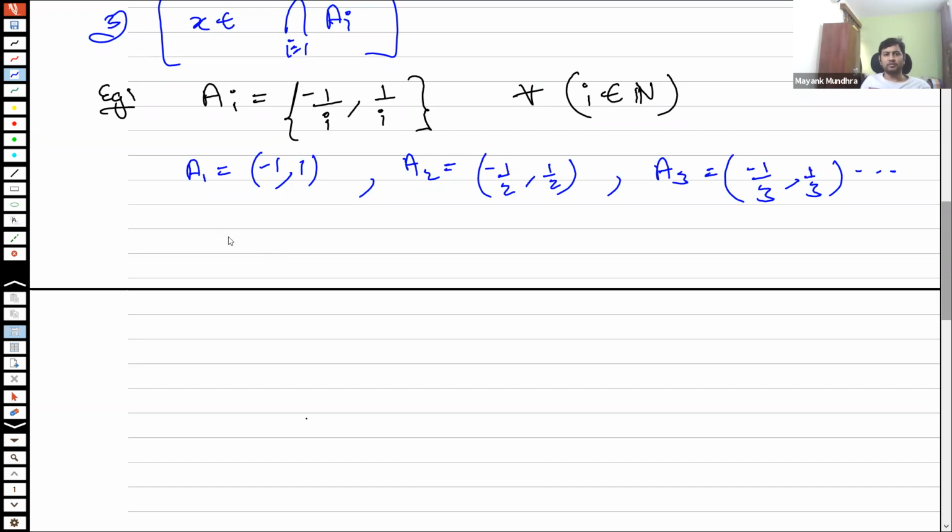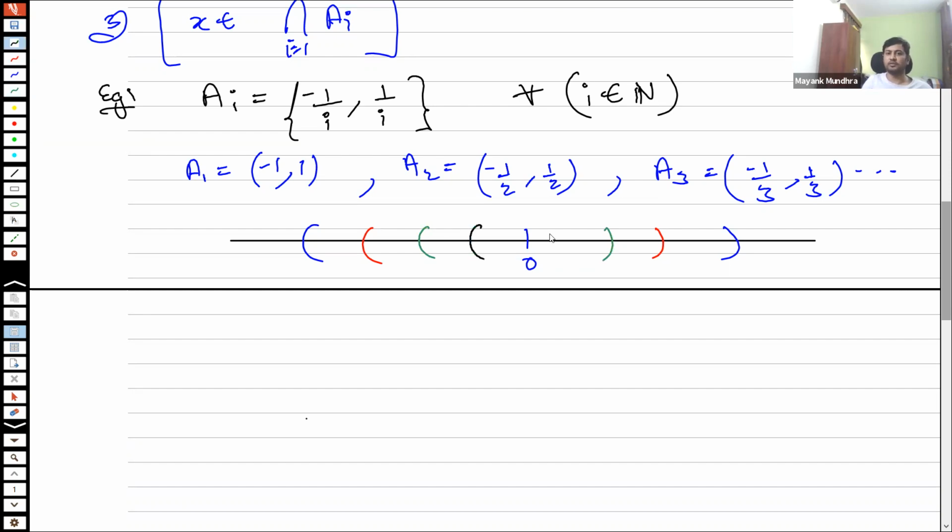All right. So if I draw these sets on a graph, this is my 0. This is my set A1. Then this is my set A2. Then this is my set A3. Then I have my set A4, and so on it goes. They keep on collapsing towards the origin.